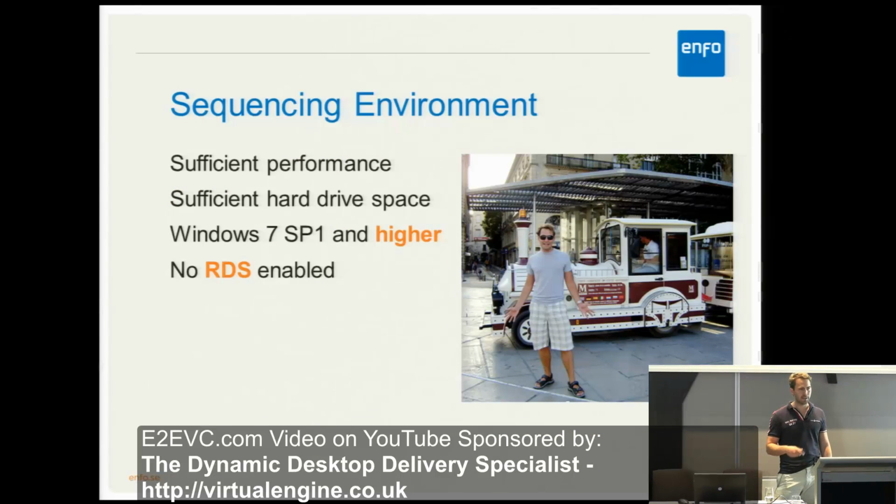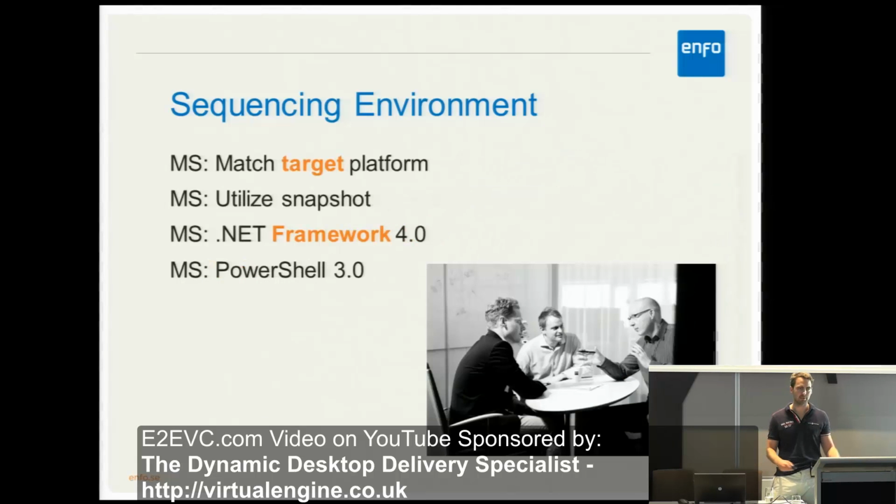Sequencing environment as previously. Of course, we need sufficient performance. Of course, you need sufficient hard drive space, meaning yes, you need to have enough space on your hard drive to install the application and probably duplicate that amount of space because we're going to compress it into a zip file. Windows 7 SP1 and higher, no RDS enabled. That's the way I would go. Sequencing environment should match your target platform. That is actually more important now than previously.